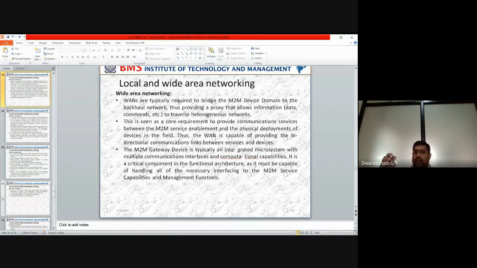It is a critical component in a functional architecture, as it must be capable of handling all the necessary interfacing to the M2M service capabilities and management functions. That means whatever you are placing, the functional architecture should solve all these particular problems. It's not so easy as just keeping some sensors and some cameras there.